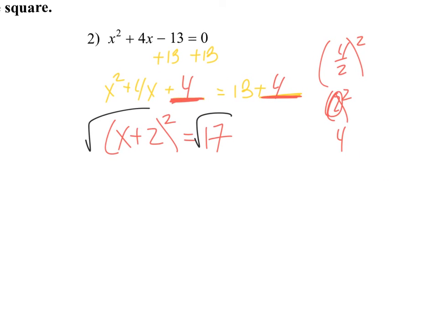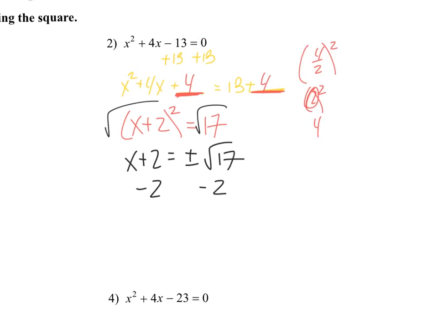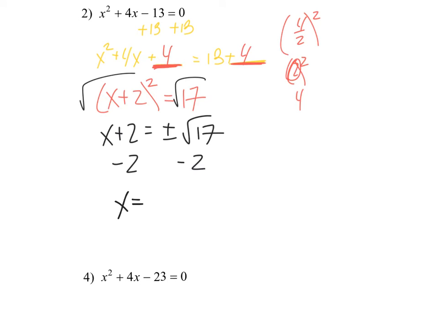Well, now this time I have a square root of 17. Okay, I can't simplify that down. So I'm just going to leave it as plus or minus the square root of 17. I'm then going to subtract my 2 over. So I have x equals negative 2 plus or minus the square root of 17.